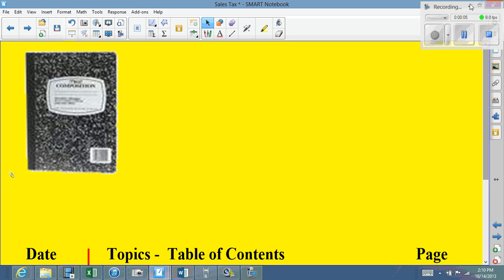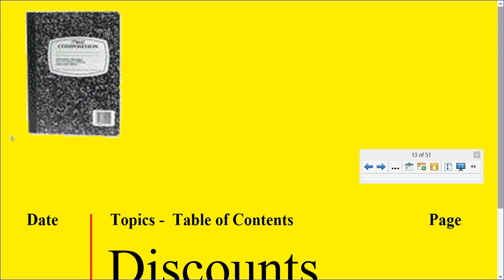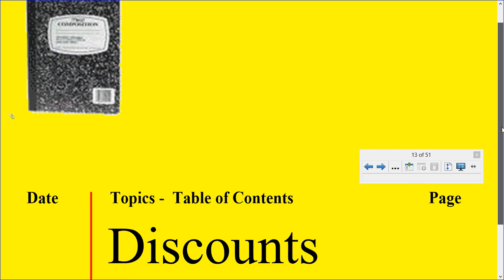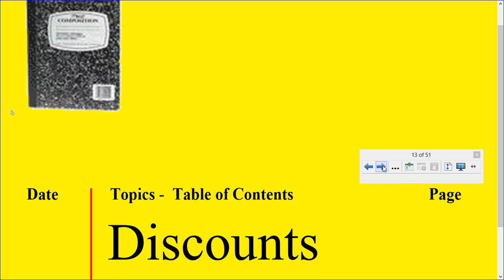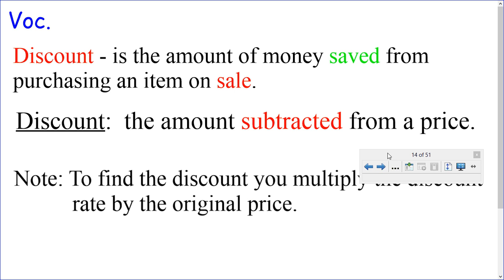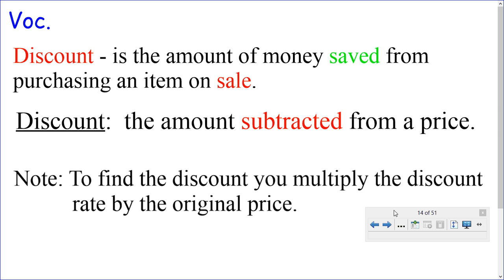I am going to continue our studies, and this time we're going to talk about discounts. So, discounts. Discount is the amount of money saved from purchasing an item on sale. Discount is the amount subtracted from a price. Note, to find the discount, you multiply the discount rate by the original price.